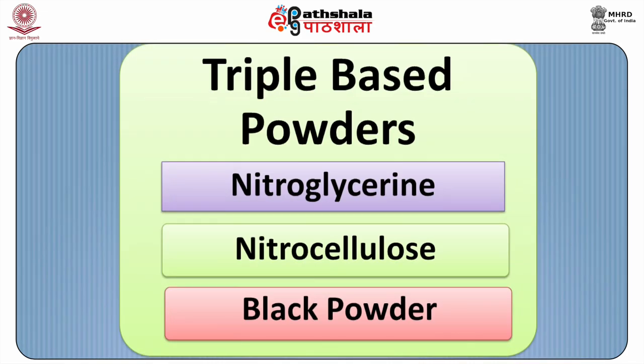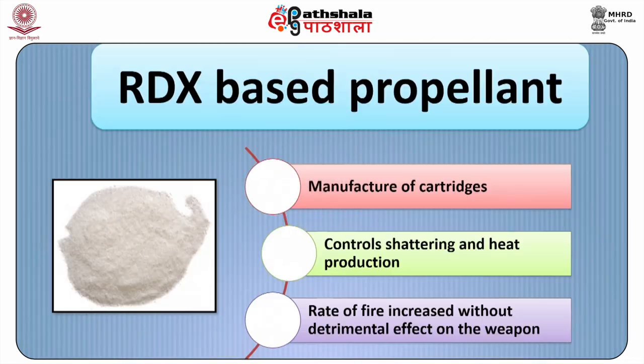Next one is triple-based powder. The triple-based powder contains nitroglycerin, nitrocellulose, and black powder. The percentage of various constituents varies, but does not offer any special advantage. Hence, it is rarely used.